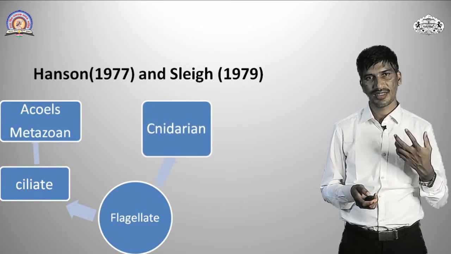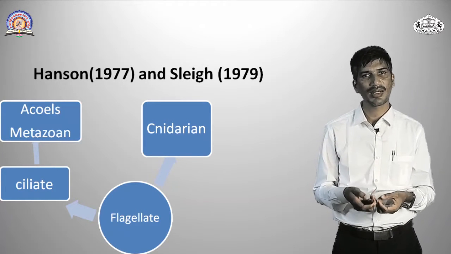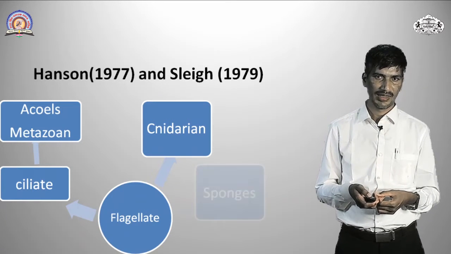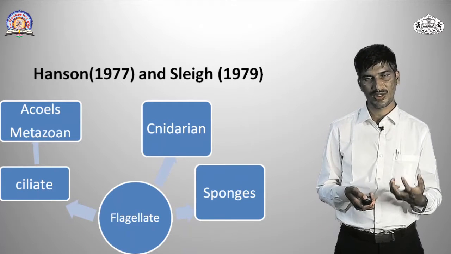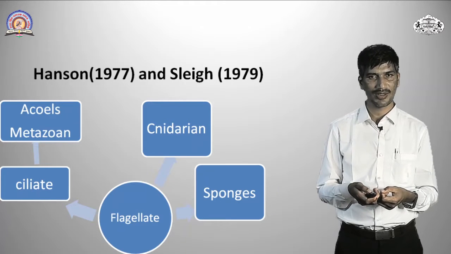Then he also suggested that the flagellated organism also participates in another way in the development of the cnidarian groups. Next, he also suggested that among the flagellated groups, the choanoflagellate cell also actively participates in sponge development.